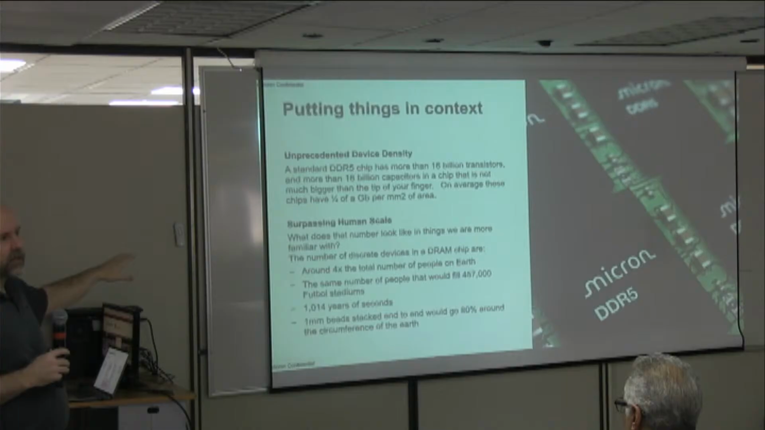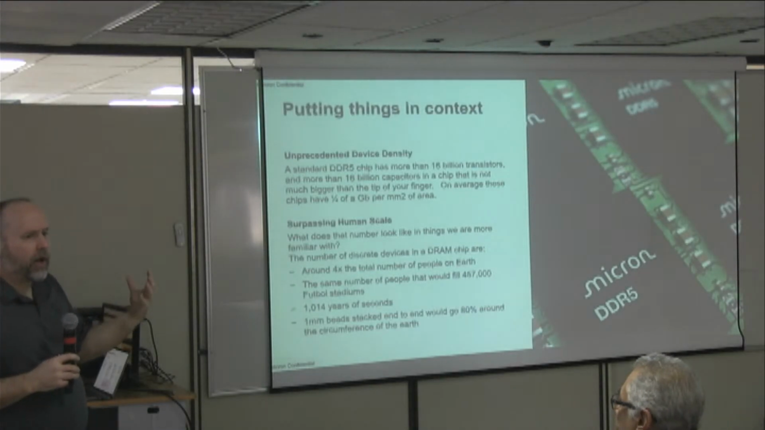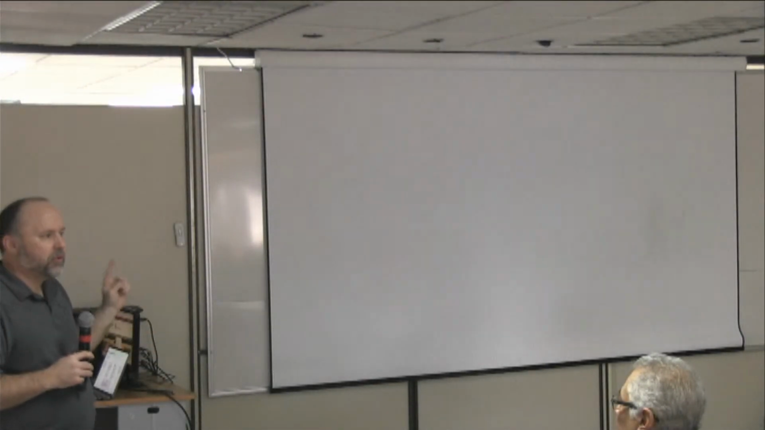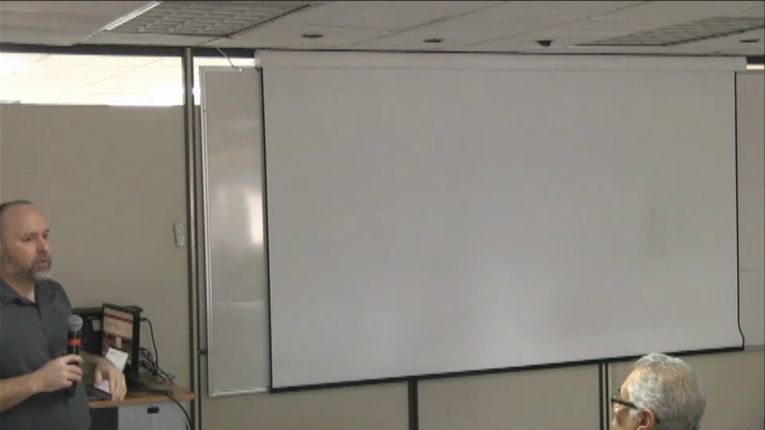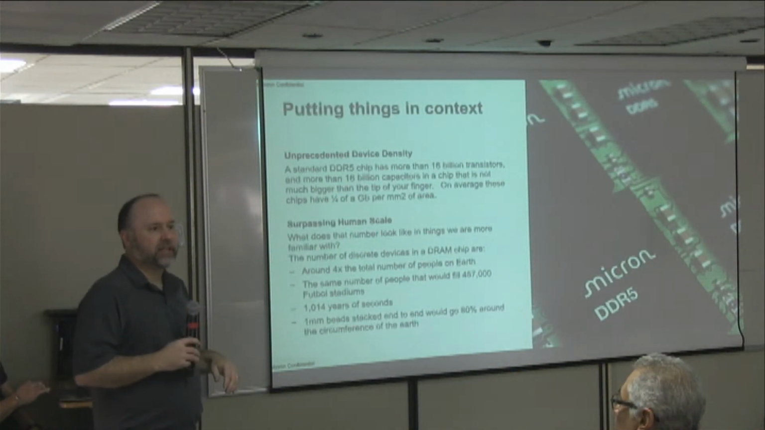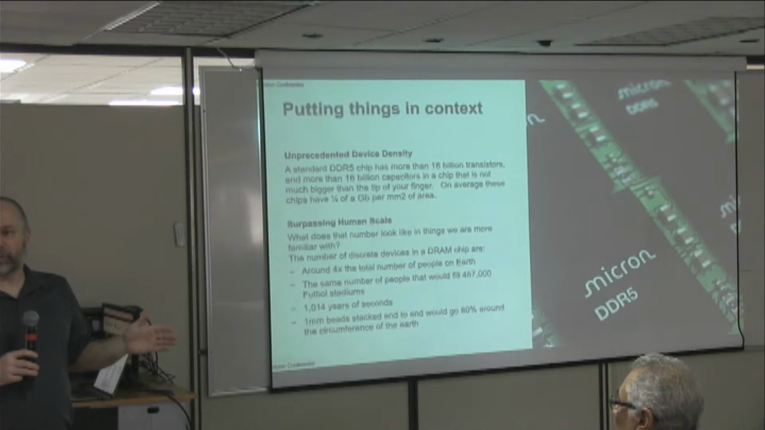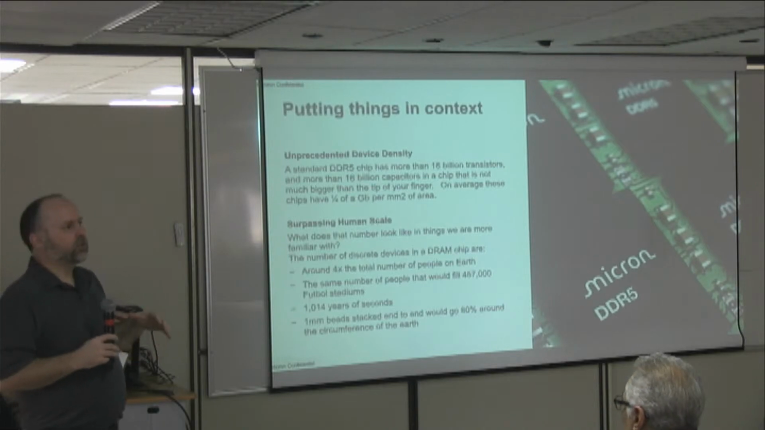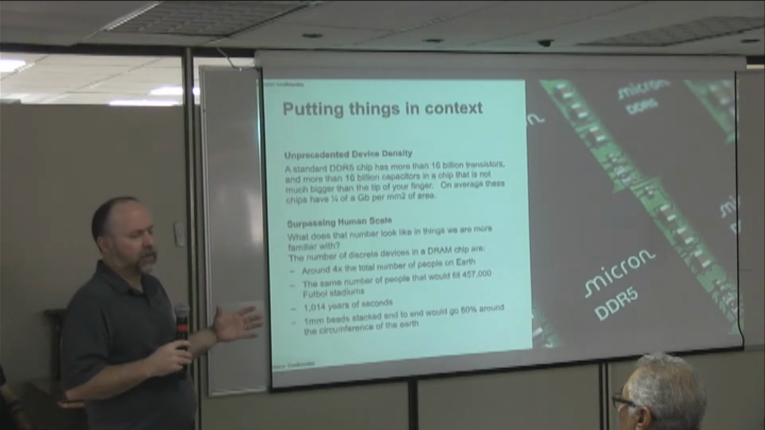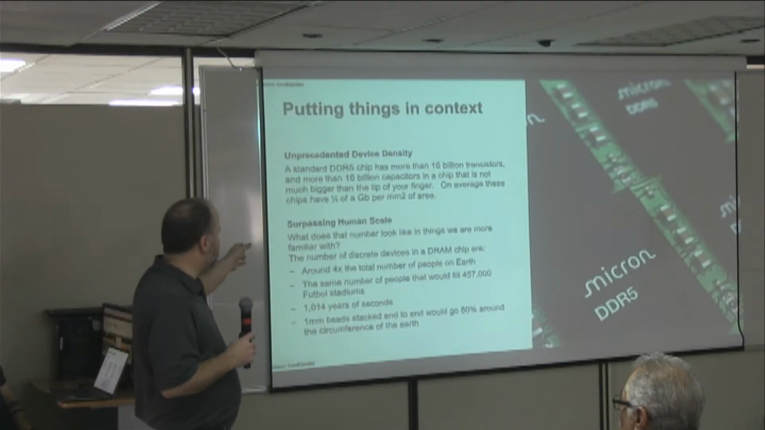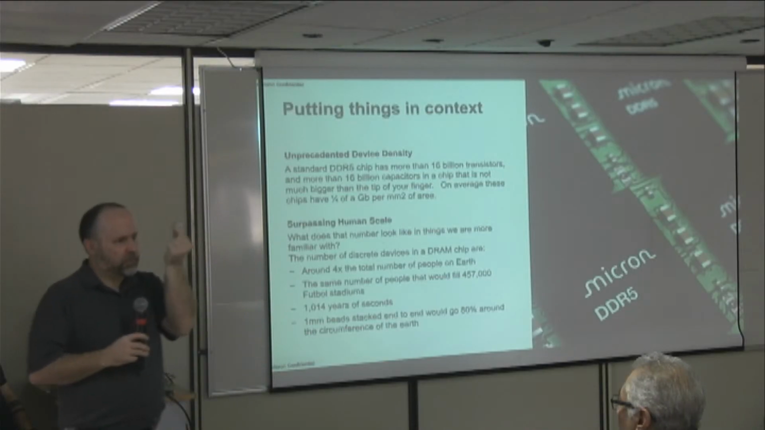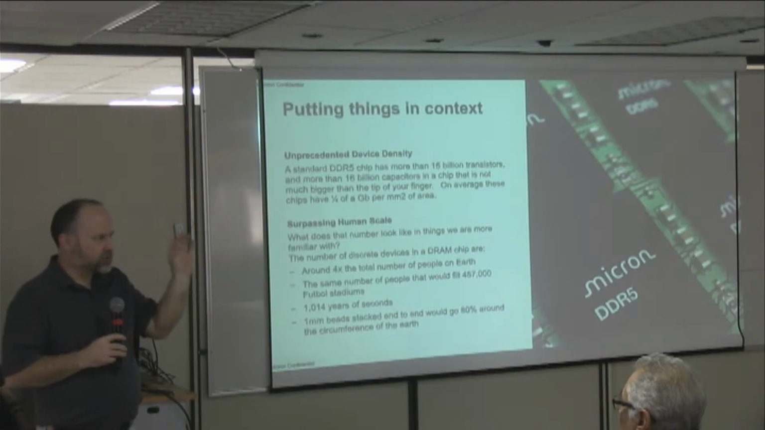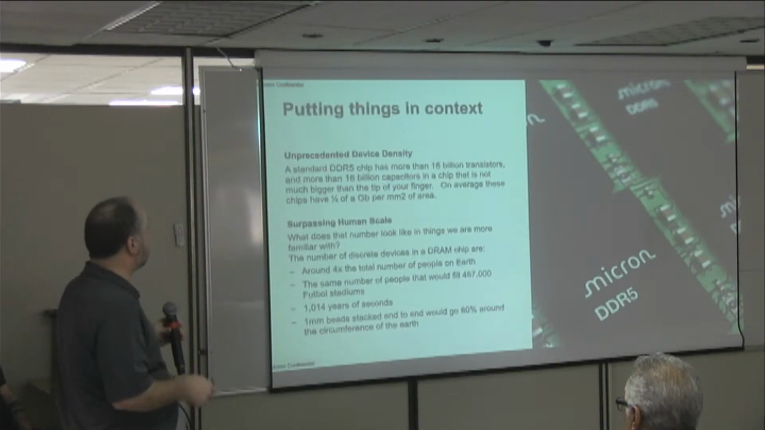And if you think, how does somebody interact with this? If you did one thing a second, it would take 1,014 years to do 32 billion things, right? So this is a massive amount of stuff, and it's very small, right? That chip is about the size of the tip of your finger, right? So it's super tiny, super complicated.